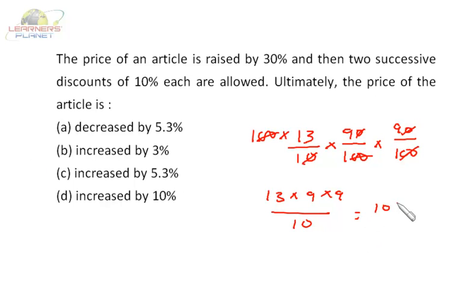So it is 105.3. So we started from 100 and we are reaching 105.3. That means finally the price is increased by 5.3%. No formula, nothing else is required. Just a simple calculation, a simple logic is there.